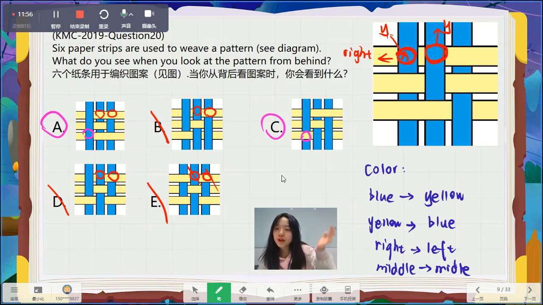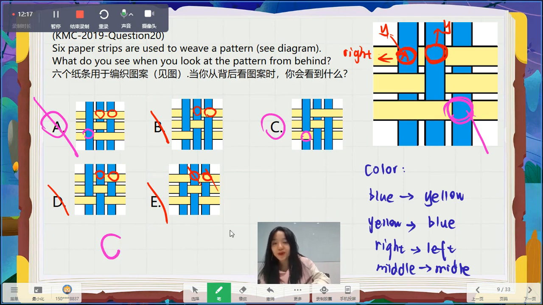If finally, after we flip it over, it's on the left, that means at first it should be on the right, okay? So let's see on the right and this point. At first, it's blue, so after we flip it over, it will become yellow. That means A is not true. So let's choose C as the final answer.